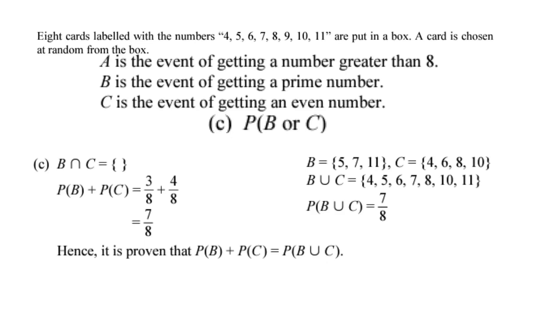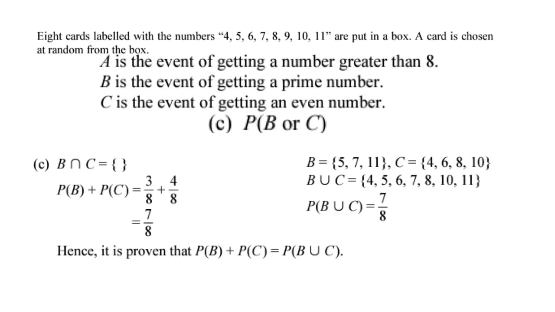okay, first step, list out the set B. Okay, set B is prime numbers 5, 7, 11. Set C, even numbers 4, 6, 8, 10. So B union C is equal to 4, 5, 6, 7, 8, 10, 11. So the probability of B union C is equal to 7 out of the total sample space, which is 8.